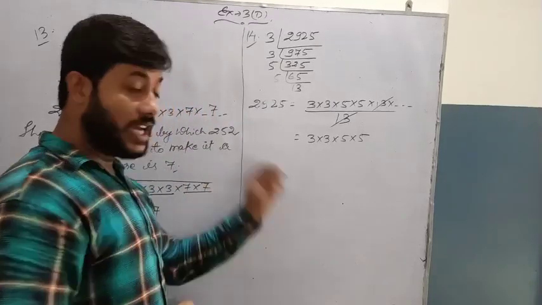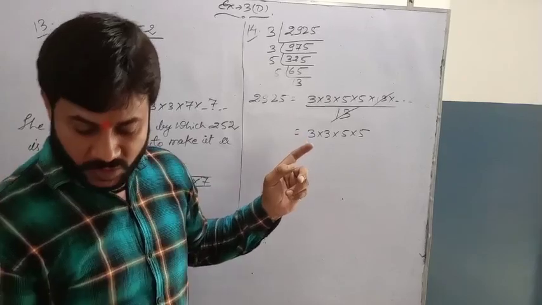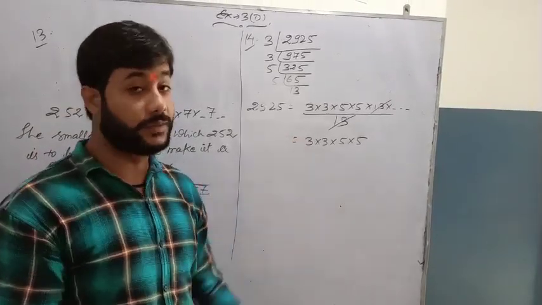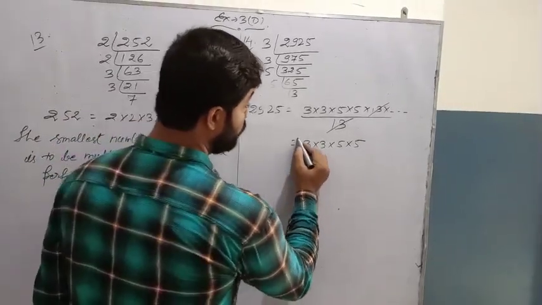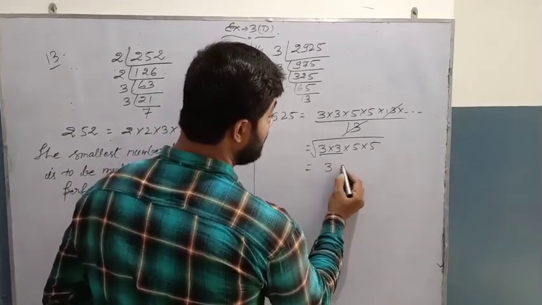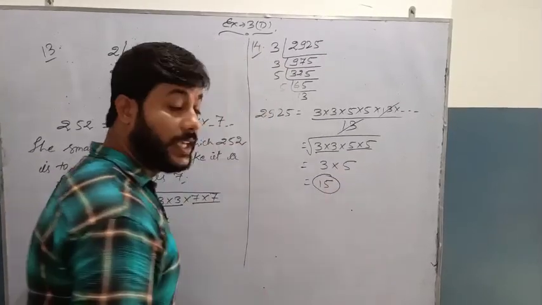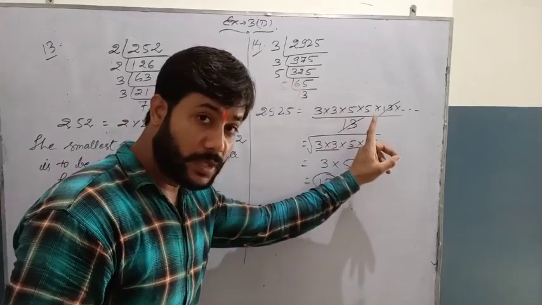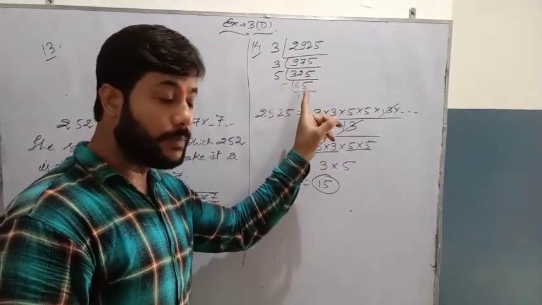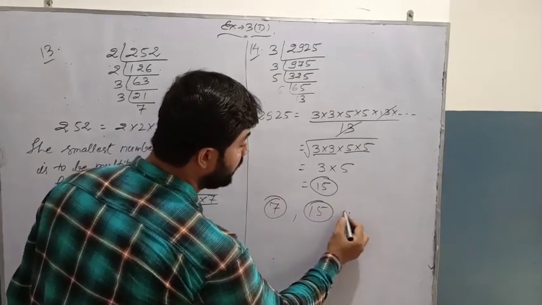Now what was the question? We have to find the square root of the number. So we will go for its square root. Now we will have 3 and 5. So that will be 15. So here the smallest number by which we have to divide it to make it a perfect square is 13 and its square root is 15. Okay students?